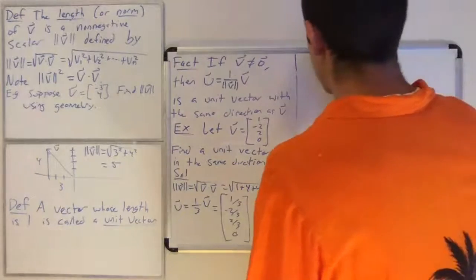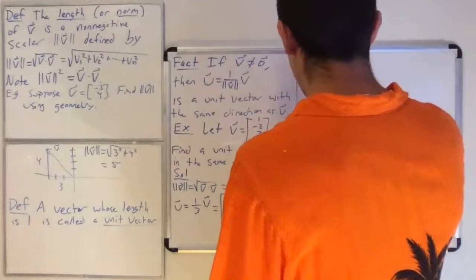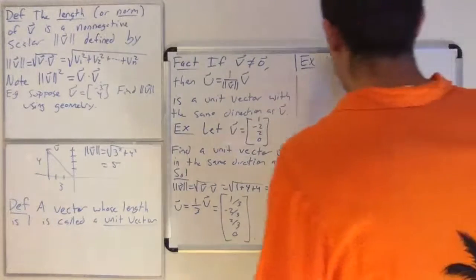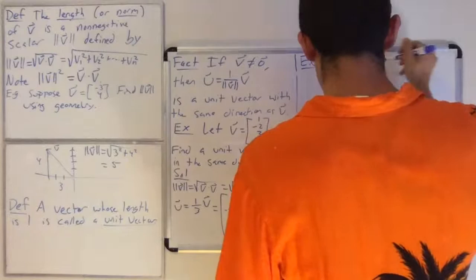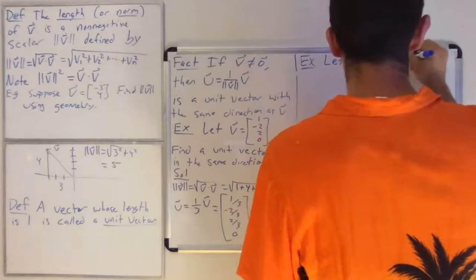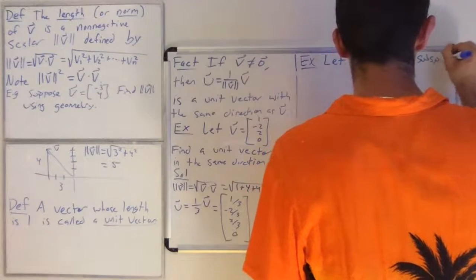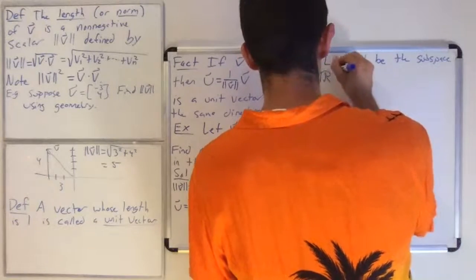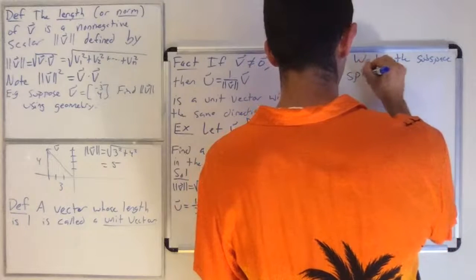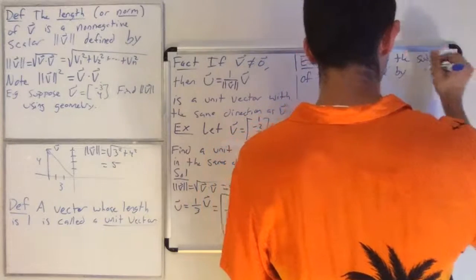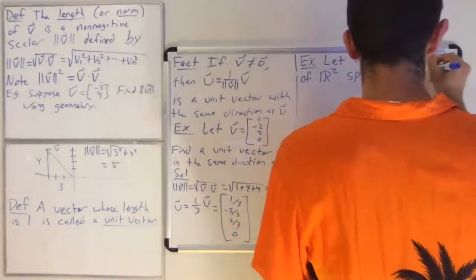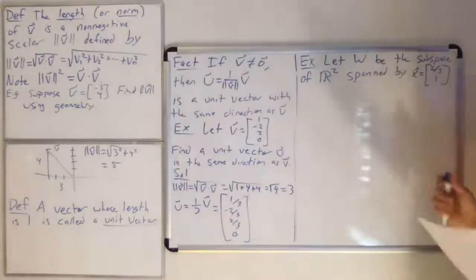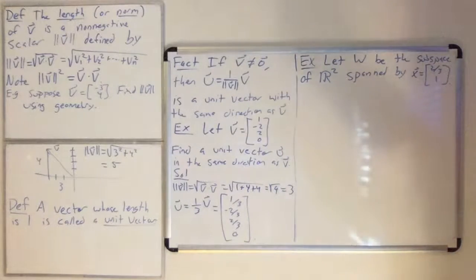Okay, let's do another example. Okay, so let W be the subspace of R2 spanned by X equals 2, 3.